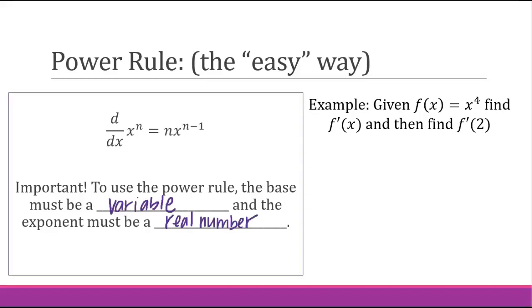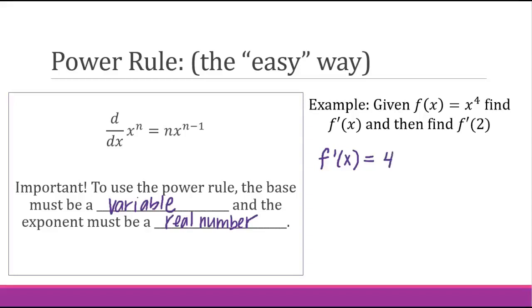If we're given f of x equals x to the fourth, so a variable in the base and a number in the exponent, find f prime of x, so find the derivative, and then find f prime of 2. So first things first, we're going to find f prime of x. So here we're going to go ahead and bring that power 4 to the front through multiplication.